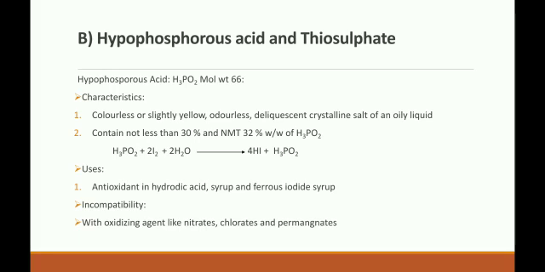Uses. Hypophosphorus acid and its salt are used as an antioxidant in hydriodic acid syrup and ferrous iodide syrup in the concentration range 0.5 to 1%. Dilute hypophosphorus acid has been included in the preparation of ferrous salt to retard the oxidation. Storage. It is stored in airtight container. Incompatibility. Hypophosphorus acid is incompatible with oxidizing agents such as nitrates, chlorates and permanganates.